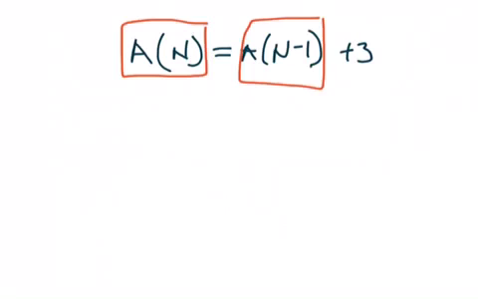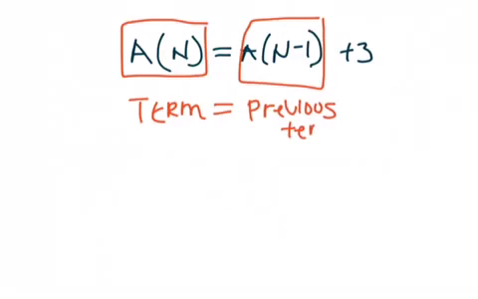So in this example, what these symbols actually mean: a of n would represent a y. So we could say that is the term, whatever term you happen to be on. Then this entire box right here, a of n minus 1, is simply the previous term, or in this case, the previous y coordinate. And then you bring down the plus 3.